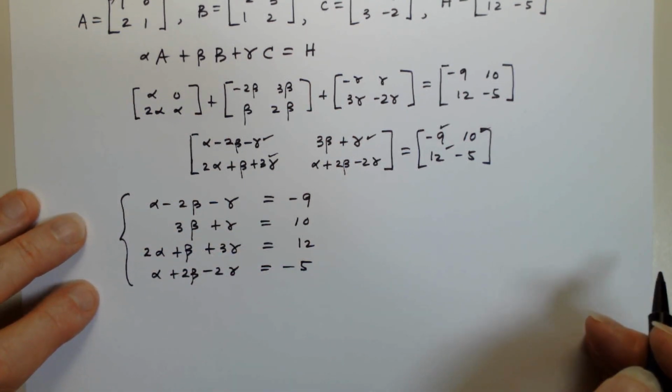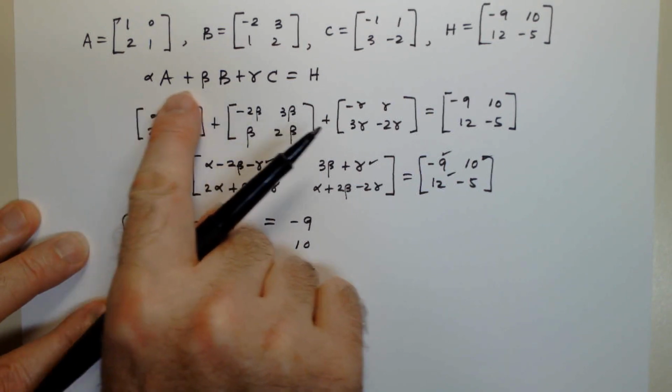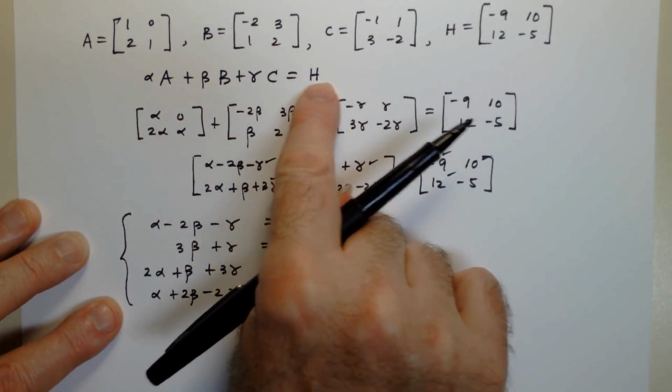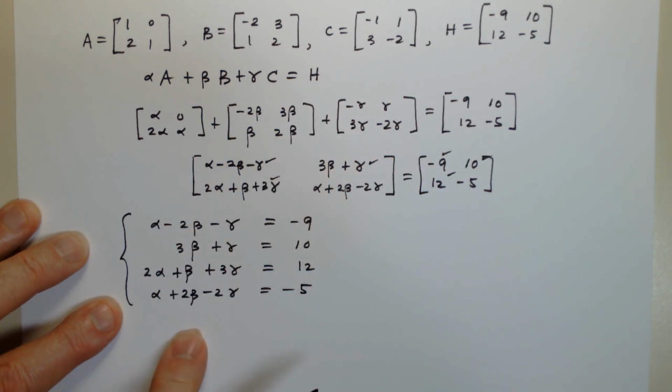So here's our system of equations that comes from this relationship between the matrices, right? This linear combination forming the matrix H produces this system of equations. Now let's put this in augmented form.